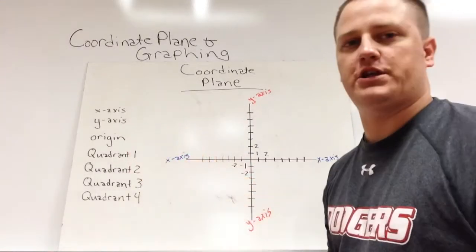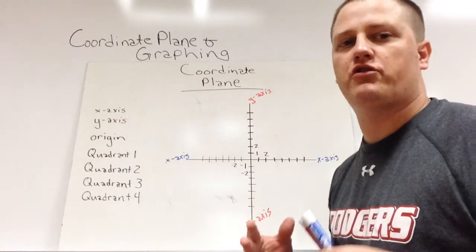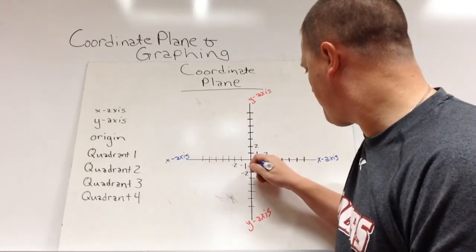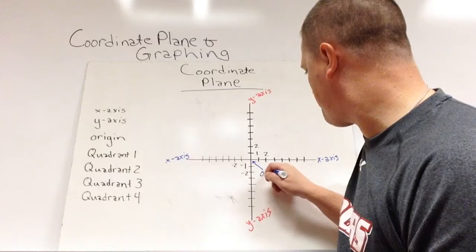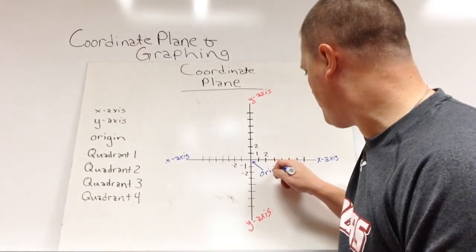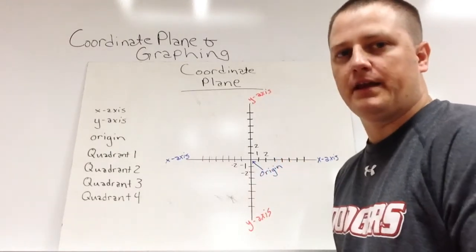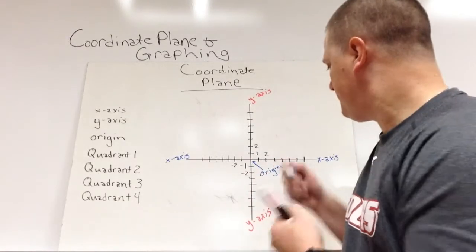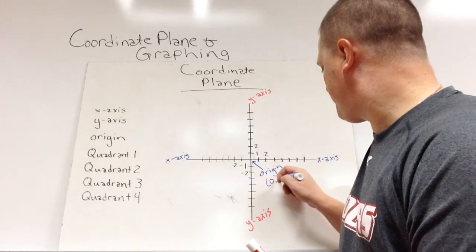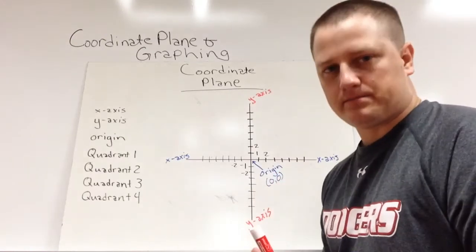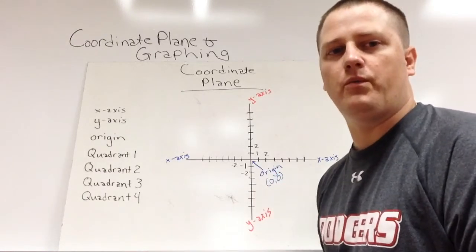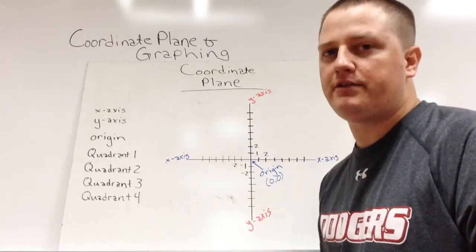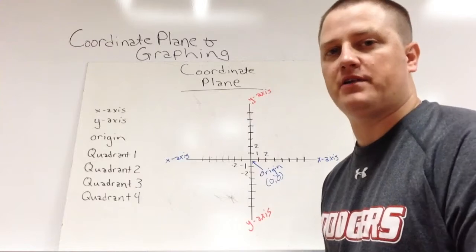Then there's the origin. The origin is where these two number lines cross. So in this case, there's the origin. Now the origin is a special spot called 0, 0. It's where both number lines are exactly at 0. So we don't call it 0. We have to call it 0, 0.